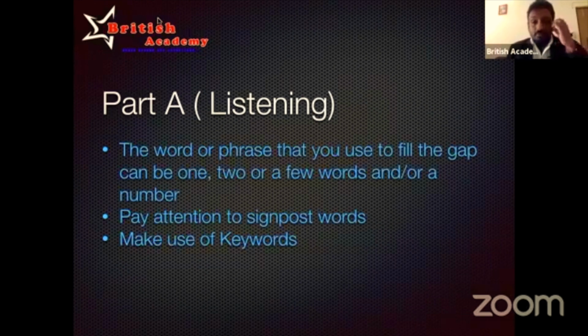Okay. Now, in part A listening, the word or phrase that you use to fill the gap can be one, two, or a few words or a number, but not more than 3 words. I have seen most of the answers, 99% of the time, the answers are 3 words, not more than that. Pay attention to signpost words. Signpost words are those words which guide you on what the communication is going to be. The first signpost can be background, the second signpost can be about the treatment, the fourth signpost can be about the medicine. So make sure you pay attention to these signpost words, which will help you to understand what it is and what is to be done.